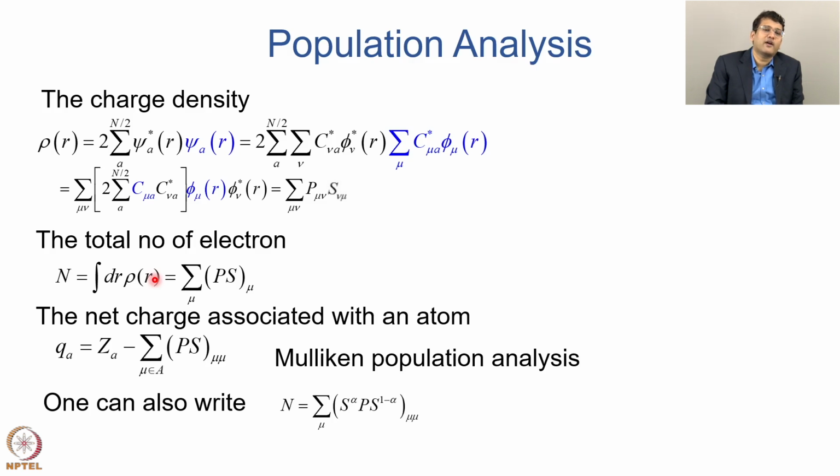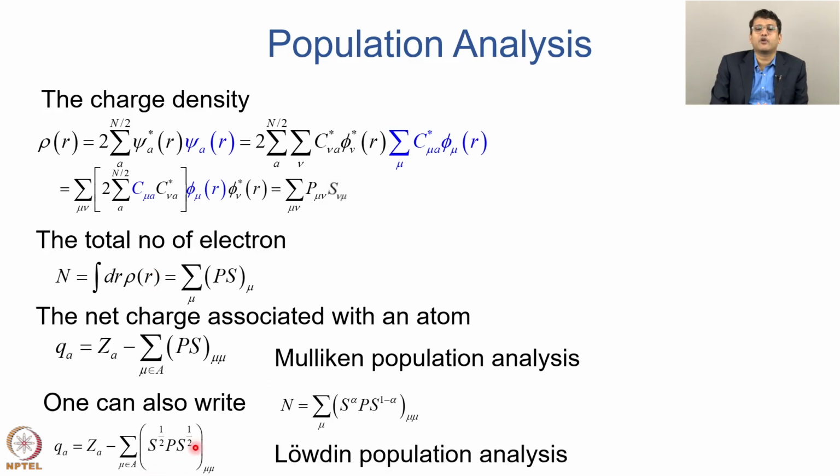So, I can also write an alternative definition of the population analysis, where Q_A is Z_A minus the sum of S to the power half P S to the power half, where I have taken alpha to be half. This is also a valid definition of n, and if I sum over all atoms, the net charge will be zero, and if I just sum the populations, this will give me the value of n. This is called Löwdin population analysis. Now, you may ask which population analysis I should use. There is no straightforward answer, because none of the population analyses is unique, and it is very difficult to say one is better than the other.